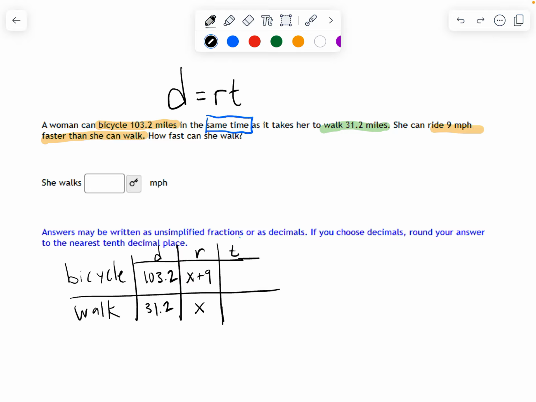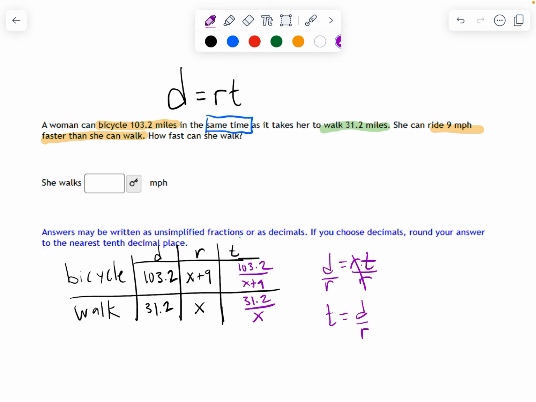So how can we technically find our time? We have an equation to relate it. Distance equals rate times time. If I want to solve for time, I just have to divide by the rate. Rate's being multiplied, and we can undo multiplication with division. So time equals the distance divided by rate. In our case, that's 103.2 divided by x plus 9, and 31.2 divided by x. So distance divided by rate.